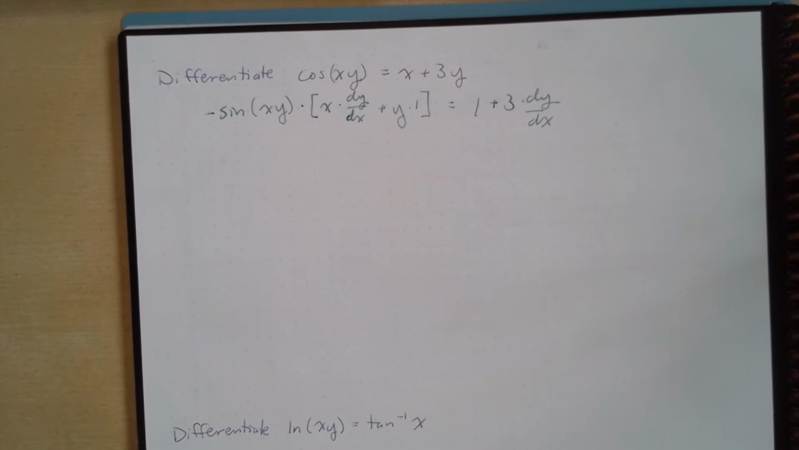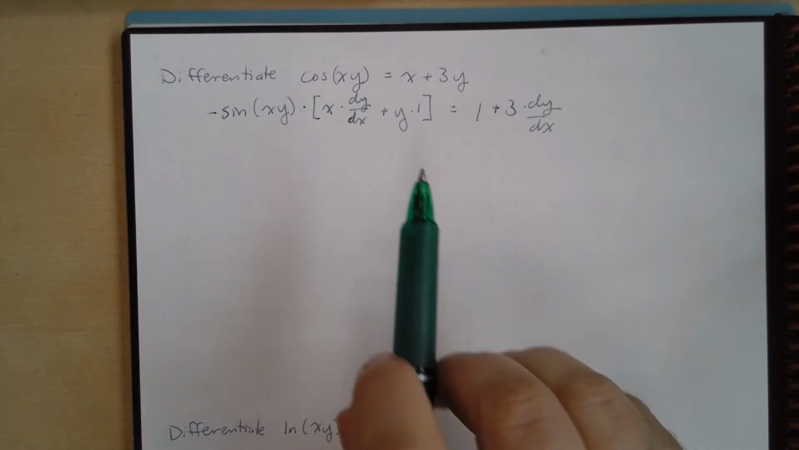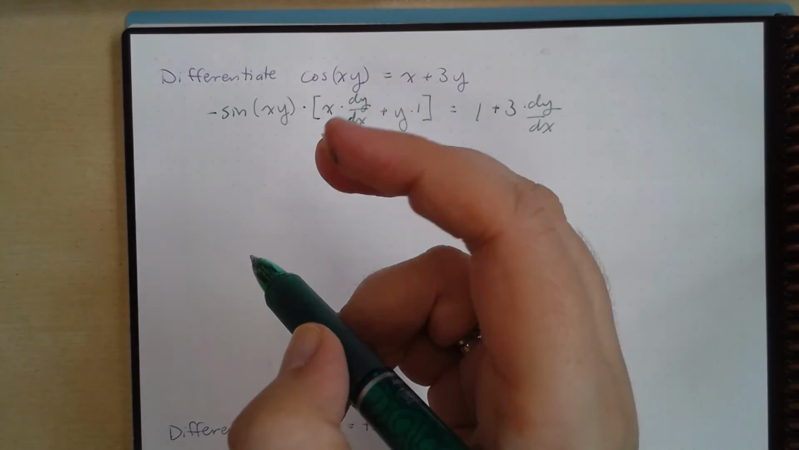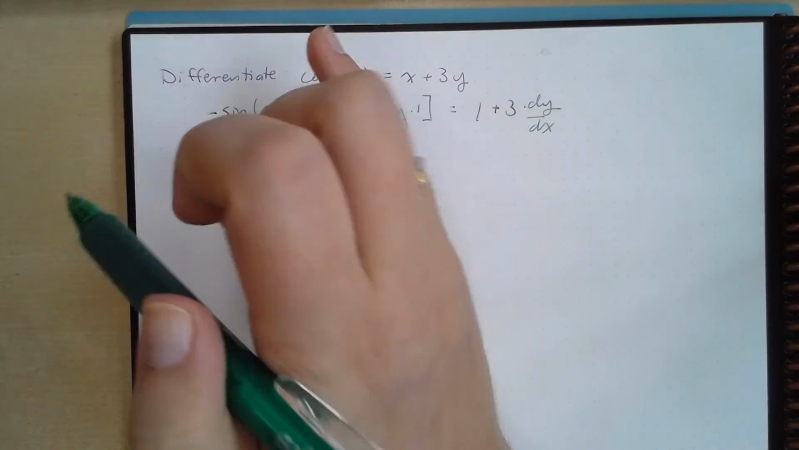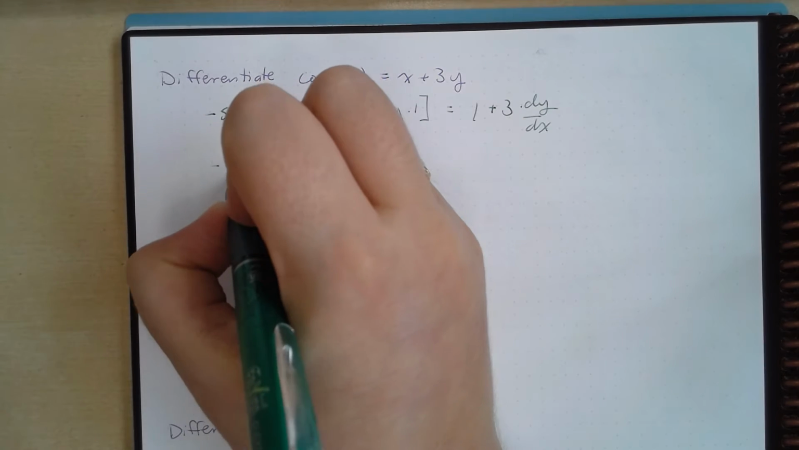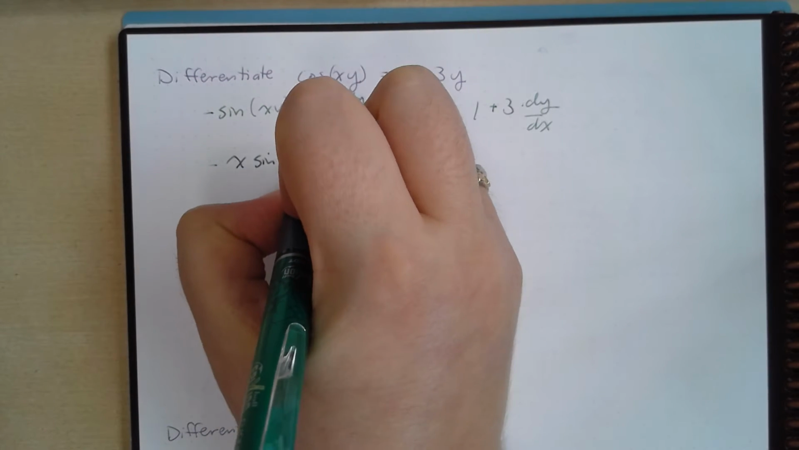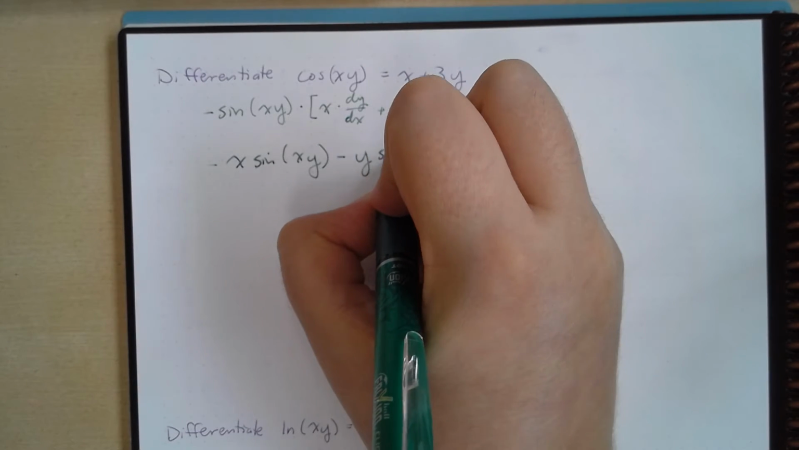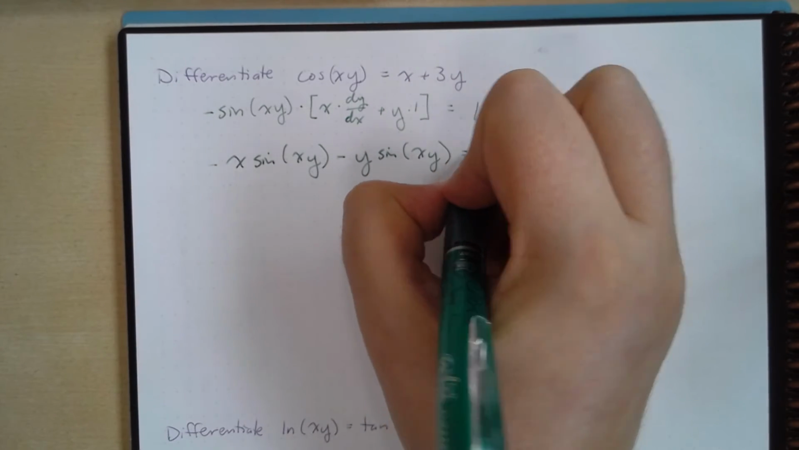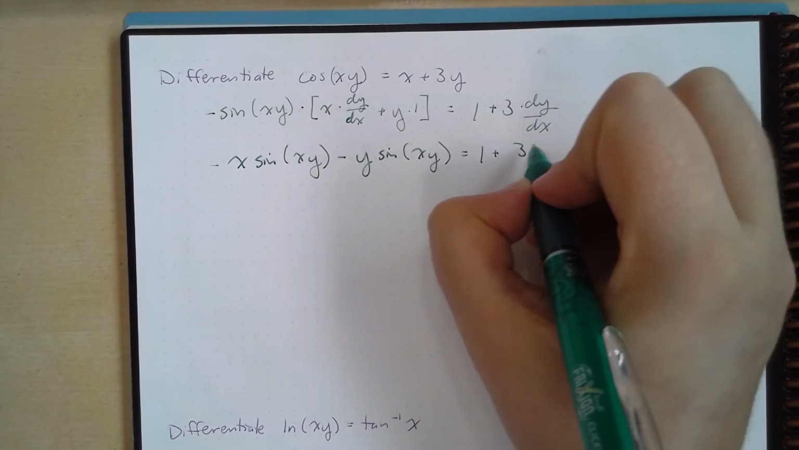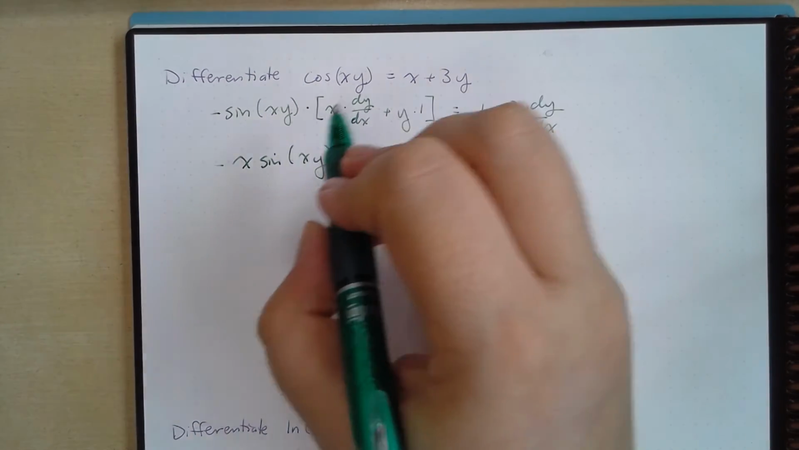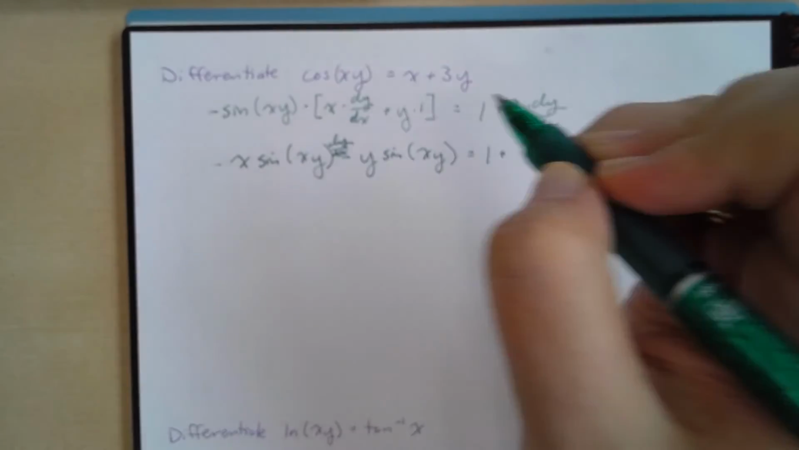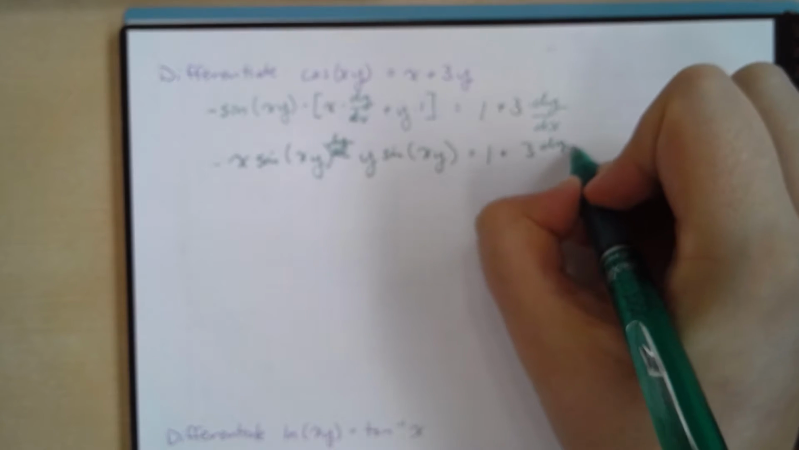Looks like maybe this is the first one we've done where we now ended up with dy over dx on 2 sides here. So, oh, this is getting really ugly, but I'm going to do it anyway. So we have negative x sine of xy minus y sine of xy is equal to 1 plus 3. Oh, I missed something here, didn't I? I need to have a dy over dx right here, don't I? Plus 3 dy over dx.